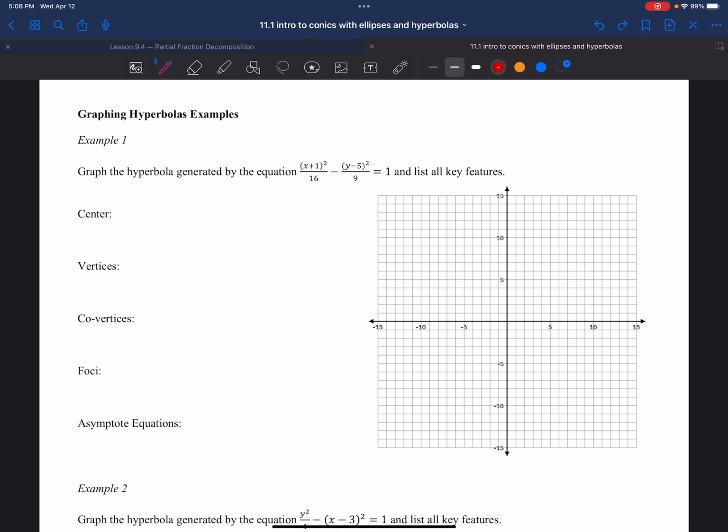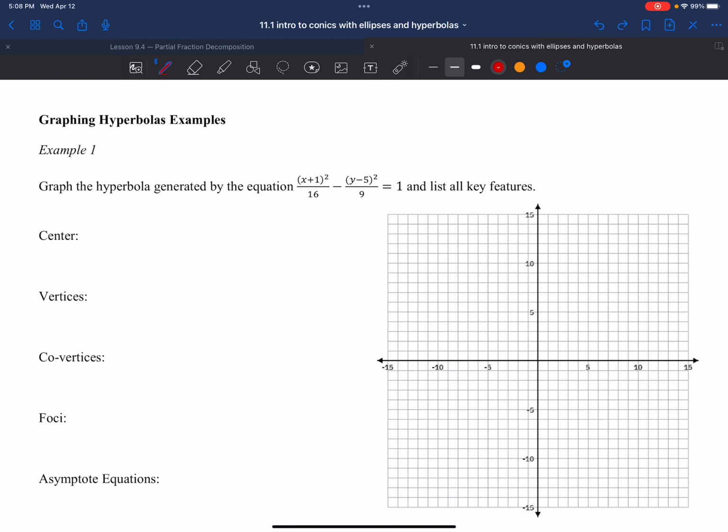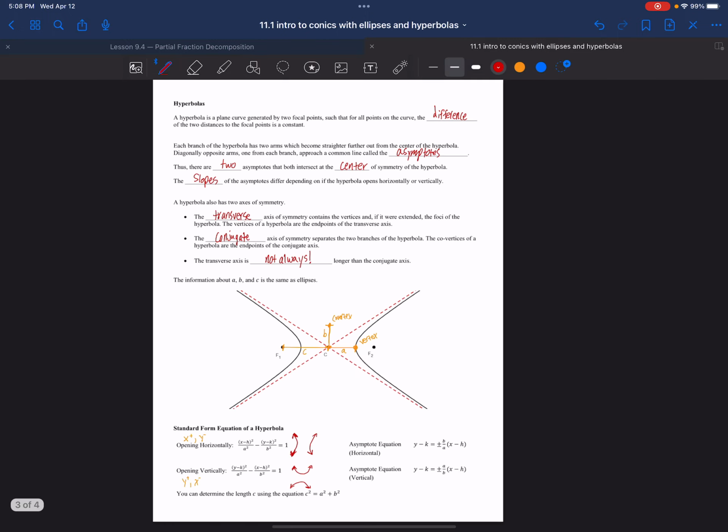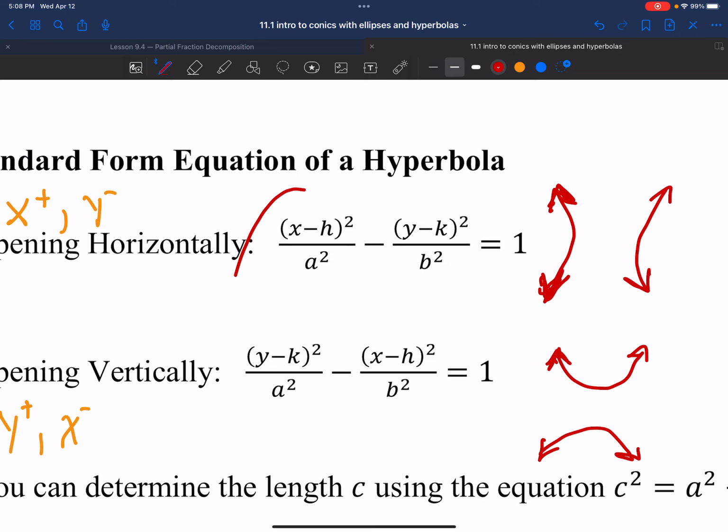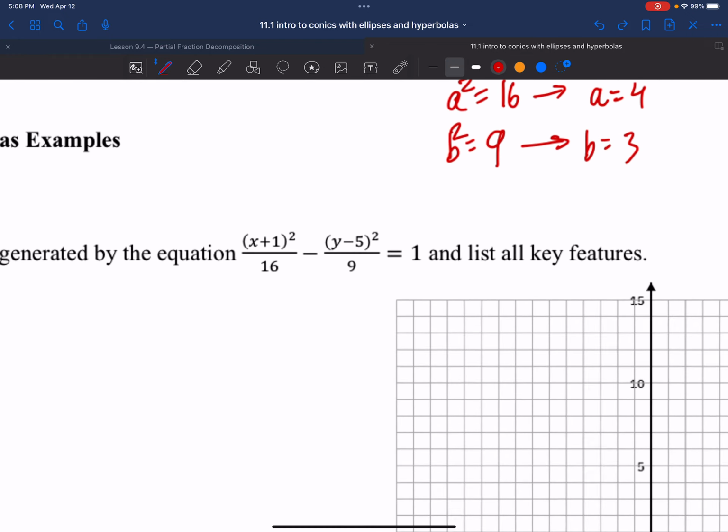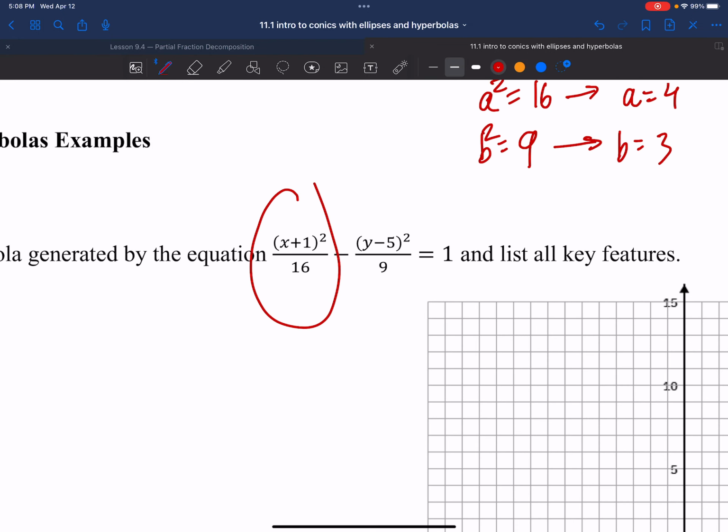Okay, so example 1, we're going to graph this hyperbola. Immediately, we are going to identify A, B, C. So what is A equal to? What is B equal to? Well, A squared equals 16, and B squared equals 9. That tells me A equals 4, and B equals 3. And how did I know that 16 was A? Well, look at this. A is over whichever one is positive. And I noticed that x squared was positive, so that one was the A value.